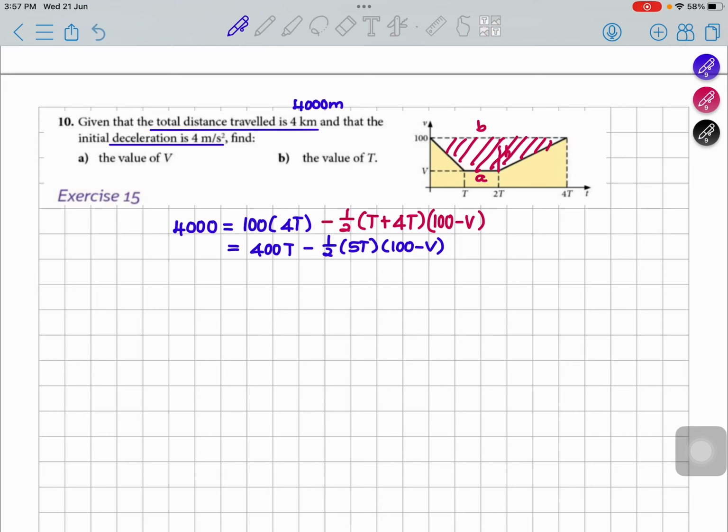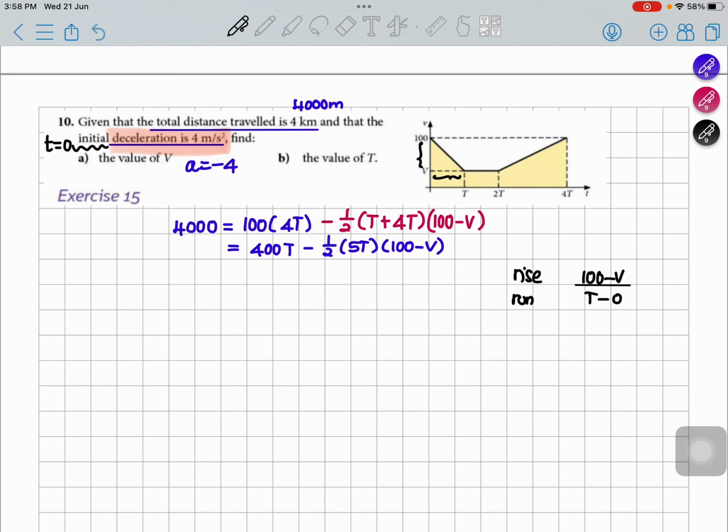Maybe I want to go and decode this information first. They are telling me my deceleration is 4. That means my acceleration is negative 4. And this is the initial deceleration. Initial indicates the time is equal to 0. So which part is that? They are actually referring to this part. So how do you find this slope? What is your rise? 100 minus v. What is your run? Your run is t minus 0.